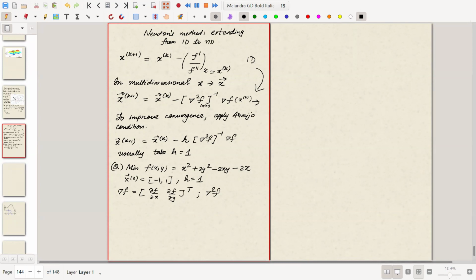After you find del 2f, there is more to it. You have to find del 2f inverse, because del 2f inverse is here. Finding del 2f inverse is the same as finding the inverse of a matrix. And this is a two-dimensional function, isn't it? It involves x and y. So what should be the matrix size of the Hessian? At least tell me that.